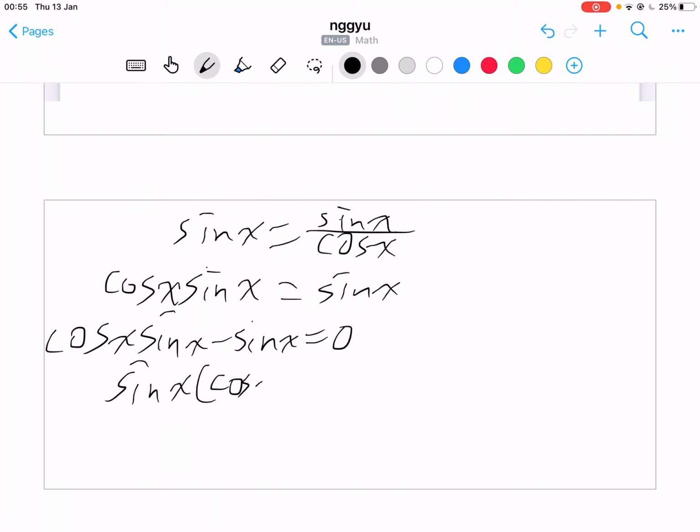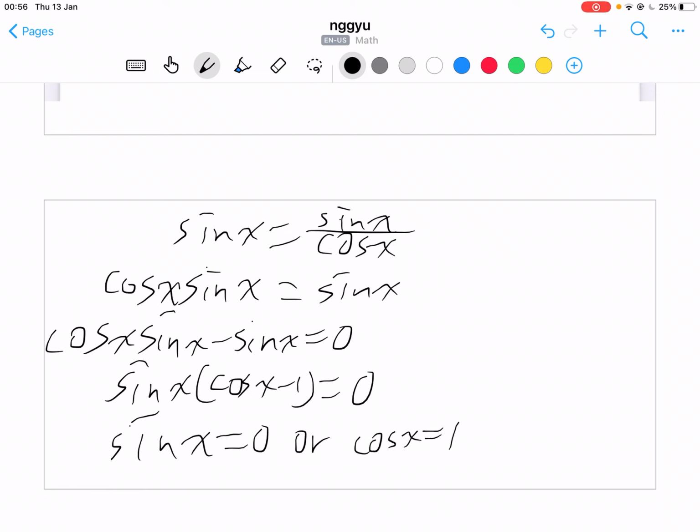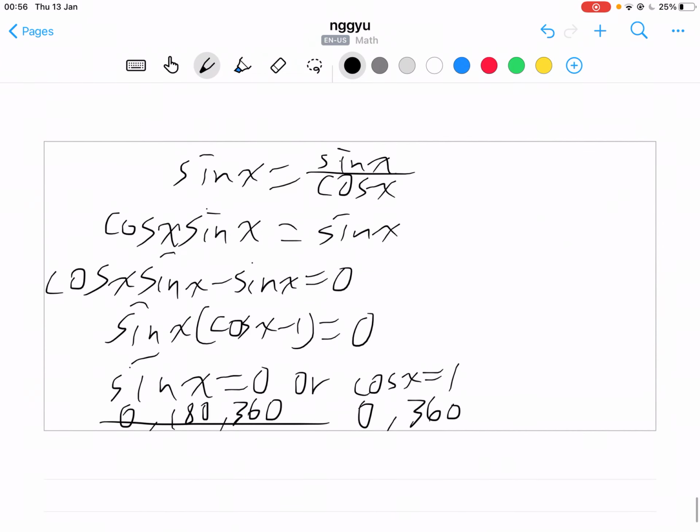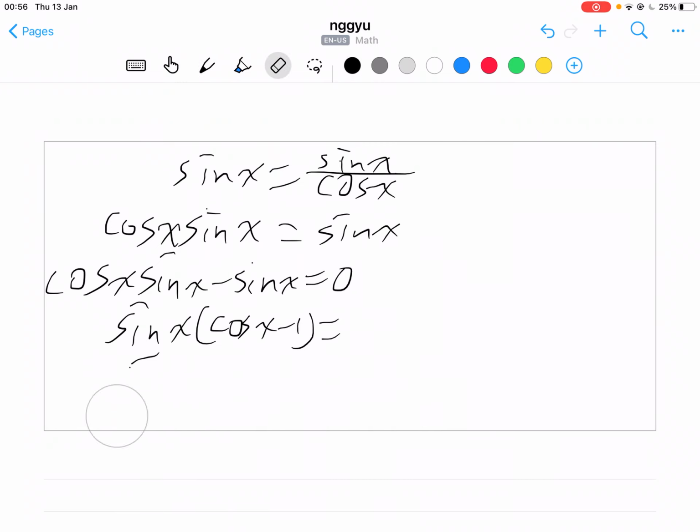Sine x times cosine x minus 1 is equal to 0. Sine x equals 0 or cosine x equals 1. So when sine x is equal to 0, x can be 0 degrees, 180 degrees, or 360 degrees. When cosine x is equal to 1, x can be 0 or 360 degrees. So there are only 3 distinct roots for x because there are some repeated roots.